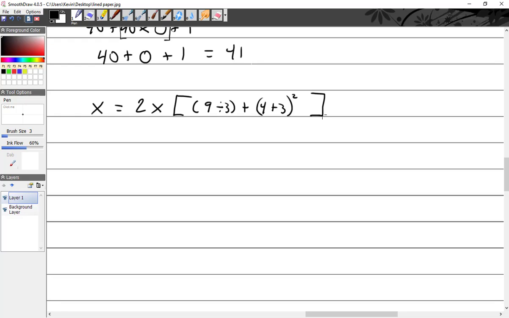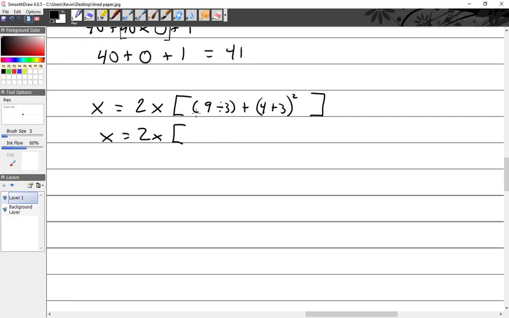Parentheses. What's inside the bracket? Remember, it's the square parentheses, the brackets. So we want to focus inside here first. What is the first thing we have to take care of? 9 divided by 3. Actually, please excuse. What comes after parentheses? Exponents. So what's an exponent here? The square. What am I supposed to square? The 4 plus 3. So x equals 2 times, and that's going to stay the same.